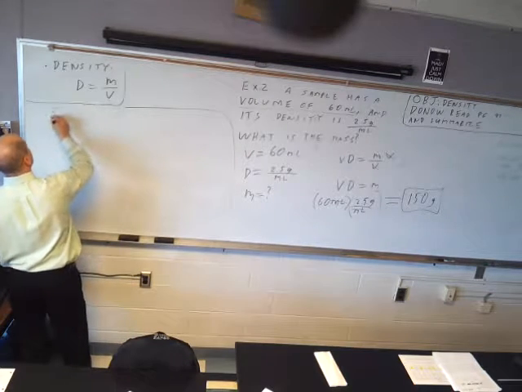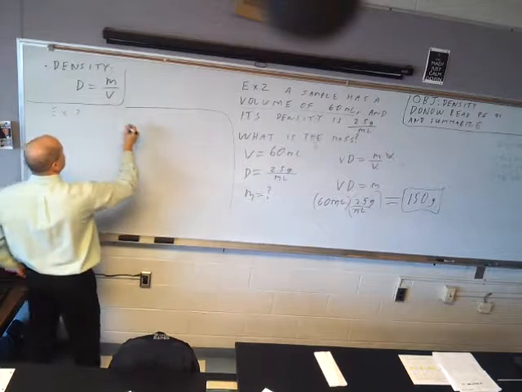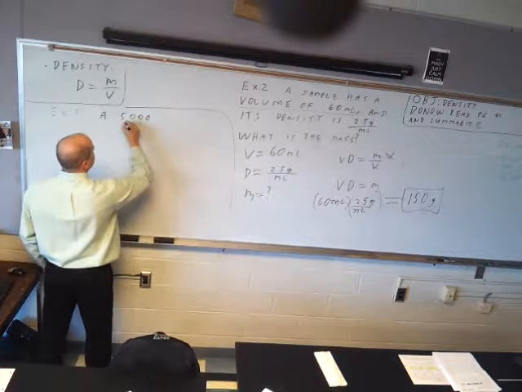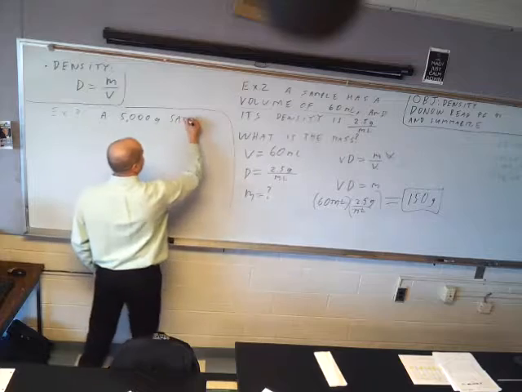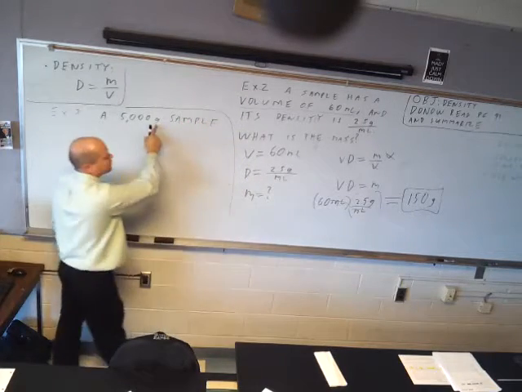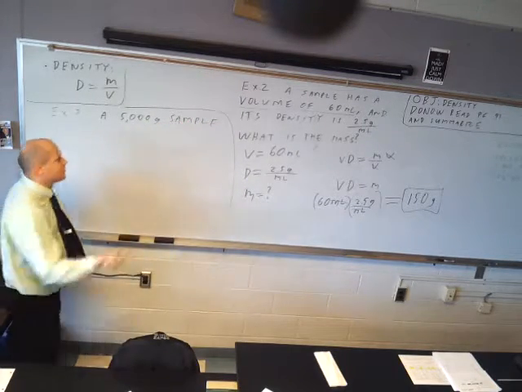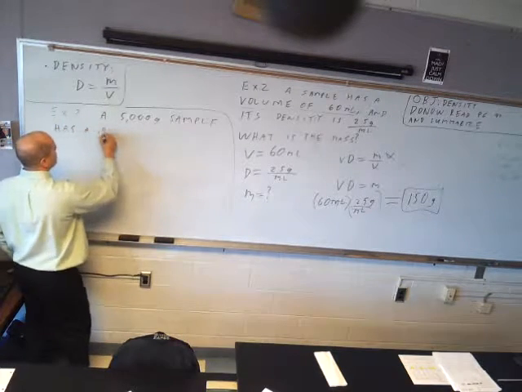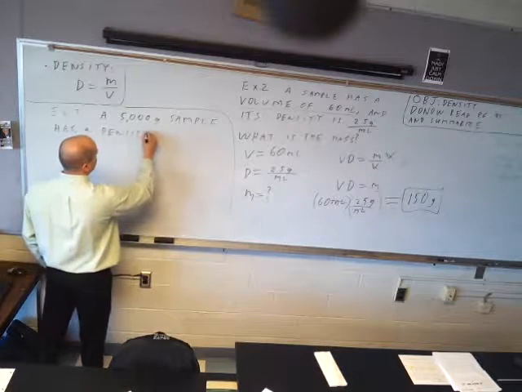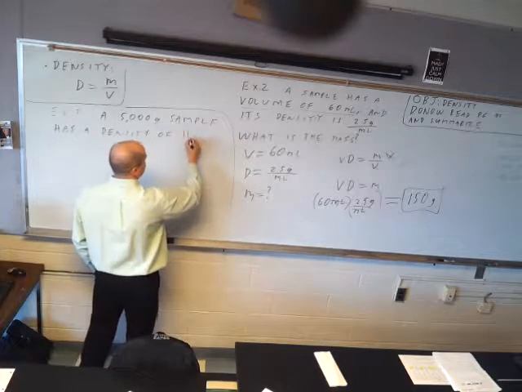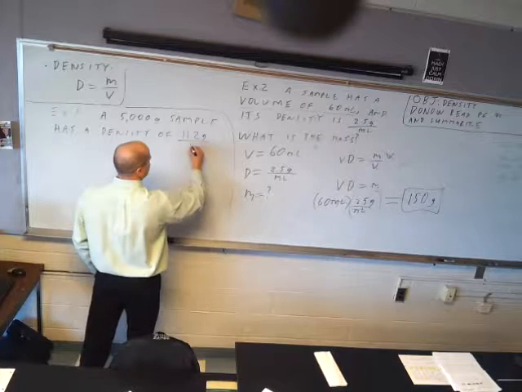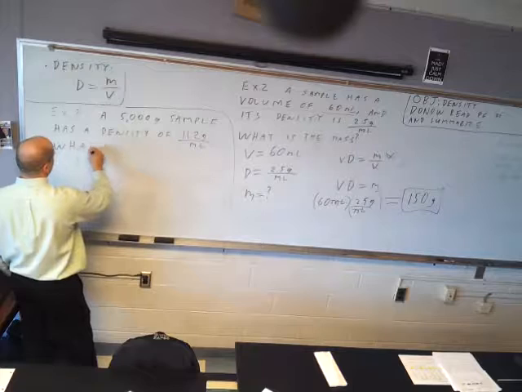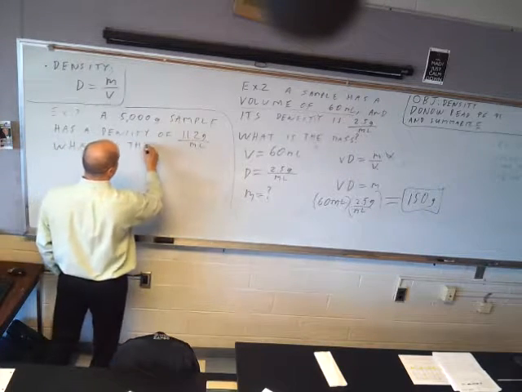So we'll say a 5,000 gram sample. So I didn't tell you what it is, but what is it? That's mass, right? It's in grams. 5,000 gram sample has a density of 11.2 grams per milliliter. What is the volume?